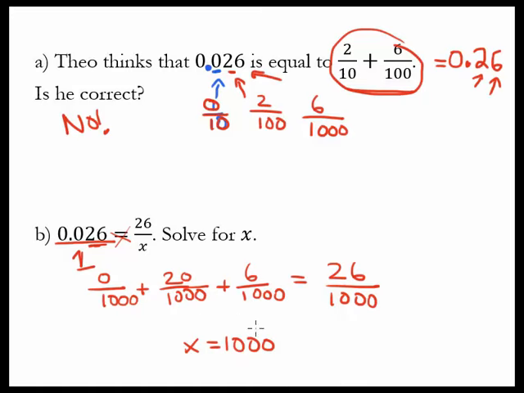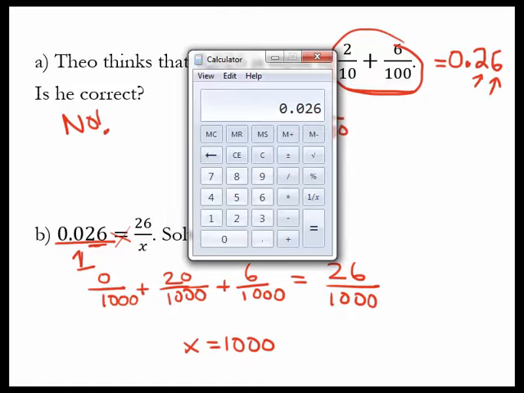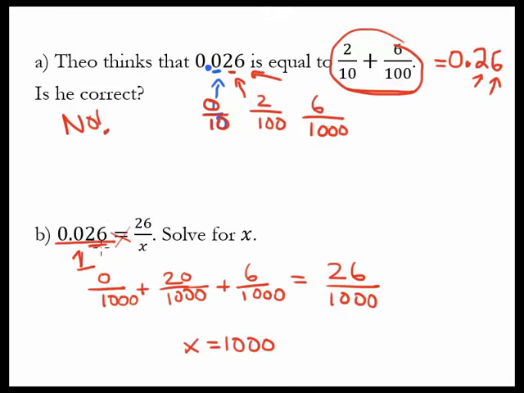And we say, oh yeah, this looks a little complicated. Can we check it with a calculator? We certainly can, right? 26 divided by 1,000. There it is, 0.026, right here, 0.026. Beautiful.